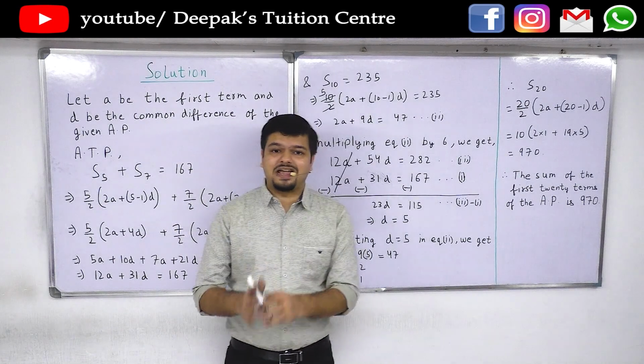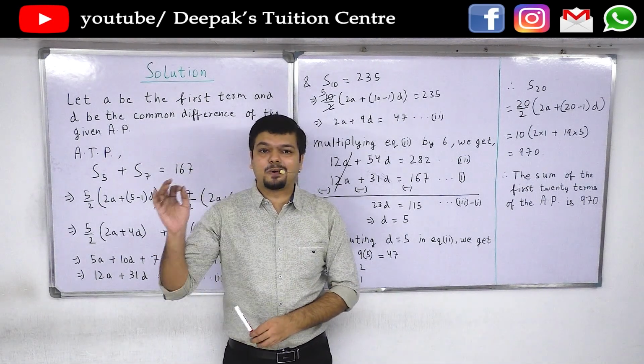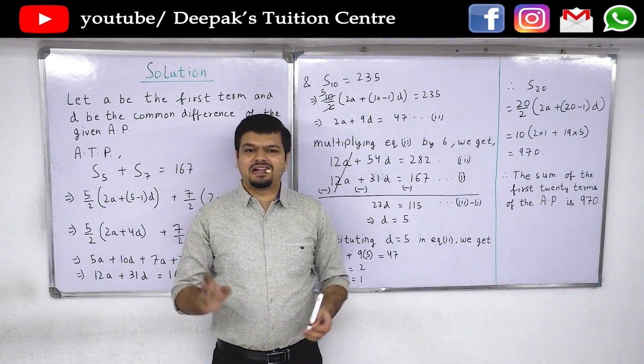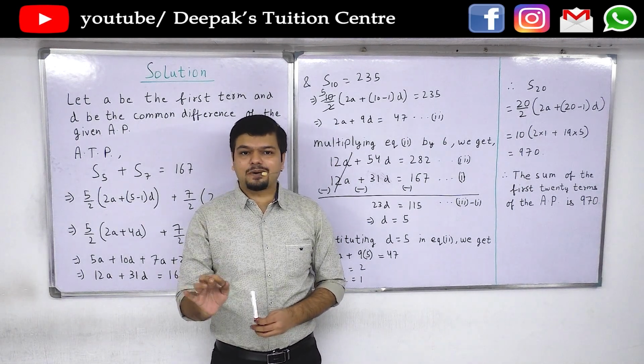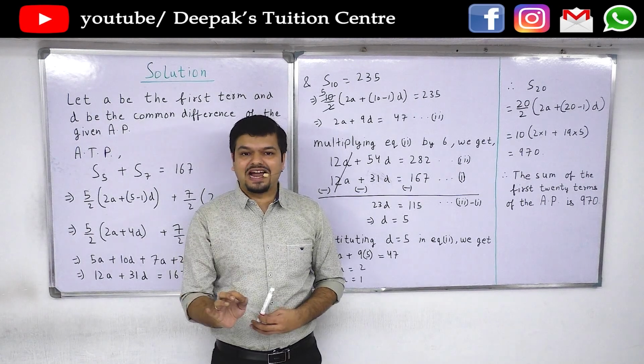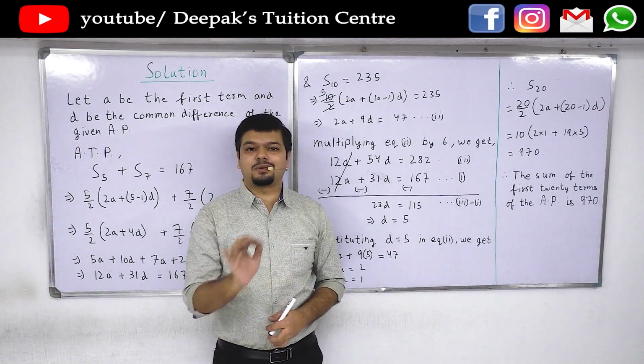Quite a few students make the mistake. They do not read what is asked in the question. They simply write, therefore a equals this and d equals this. No. Read the question. The question asks you to find the sum of first 20 terms.